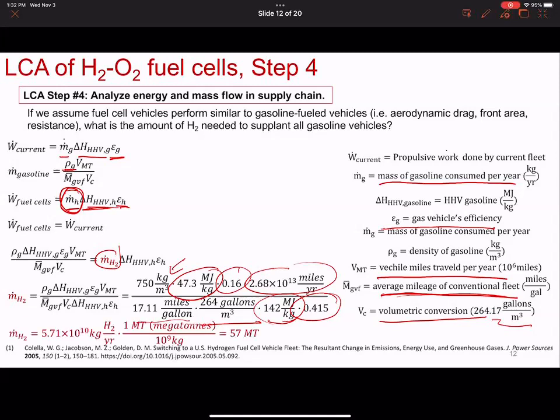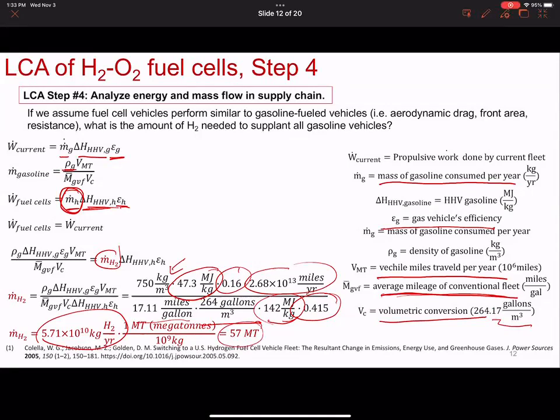So that means I need 5.71 times 10 to the 10 kilograms of hydrogen produced in a year to replace my entire current fleet of gasoline or diesel cars with hydrogen fuel cells. So that's 57 megatons.